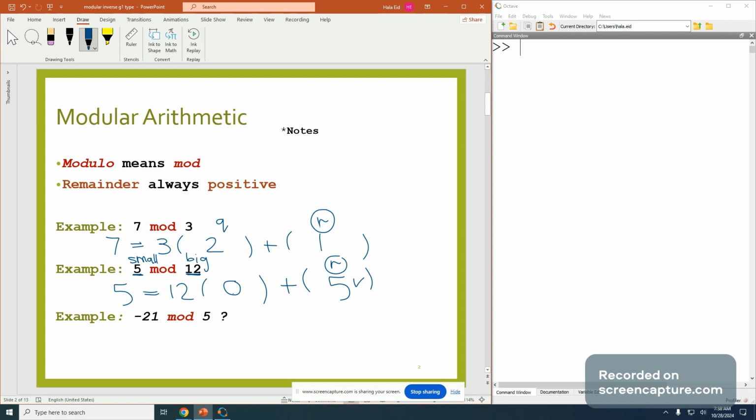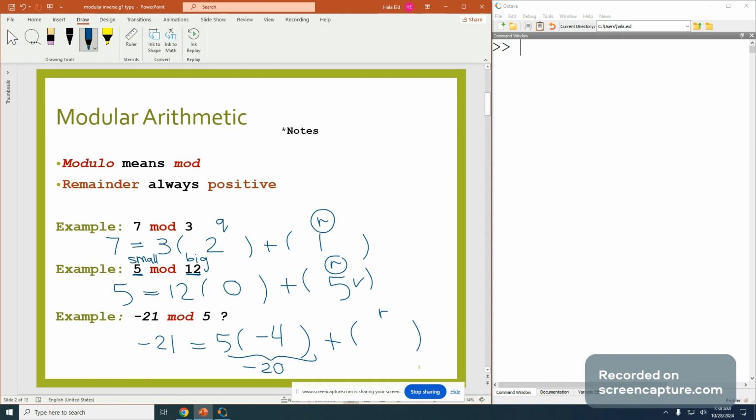Okay, let's go for negative numbers. Here, negative 21 mod 5. So what we have to do, we just follow the same steps. So negative 21 is equal to 5 times what quotient plus what is the value of the mod or the remainder. Now you just go ahead and divide negative 21 by 5. This is going to give you negative 4. So you just try out the negative 4. And then you say 5 times negative 4. This is equal to negative 20.